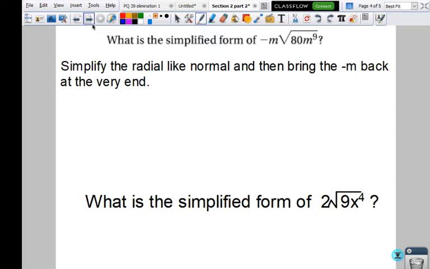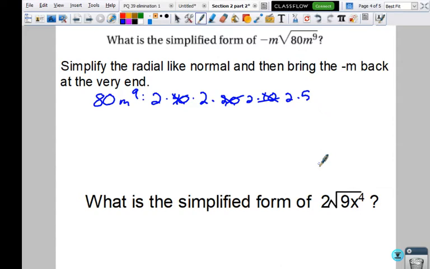What we're going to do is ignore the negative m until the very end. So, we're going to go 80 m to the 9, and we are going to go 2 times 40, which is really 2 times 20, 2 times 10, which is really 2 times 5.